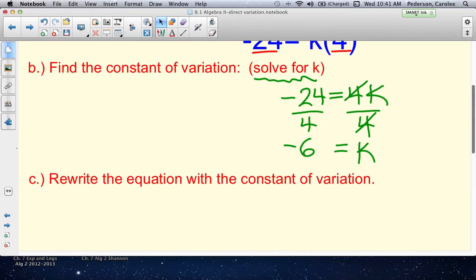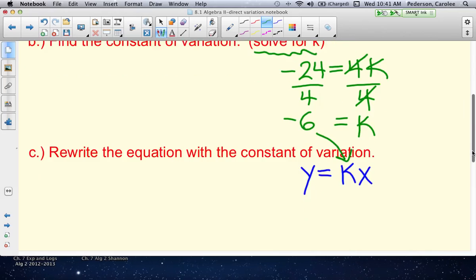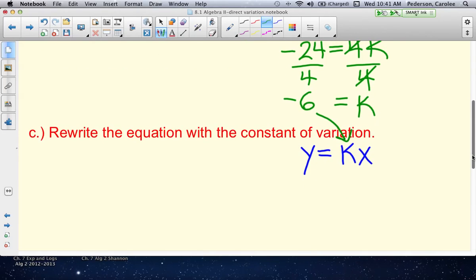Part C is to rewrite the equation with the constant there. So the original equation was y equals kx. All we want to do in this step is to replace it with the k. So your answer in this question is y equals negative 6x. Then you can go afterwards and maybe solve for different values for x or y.